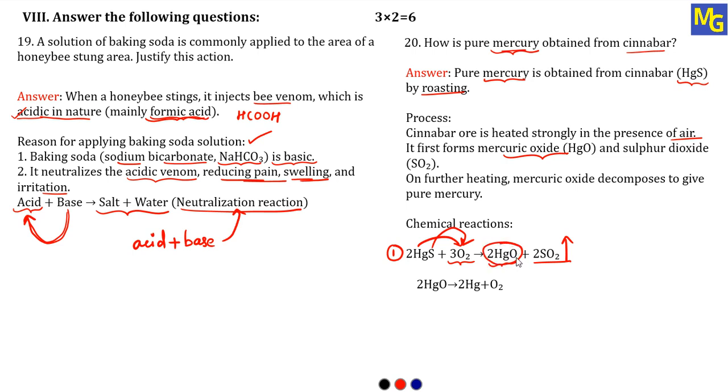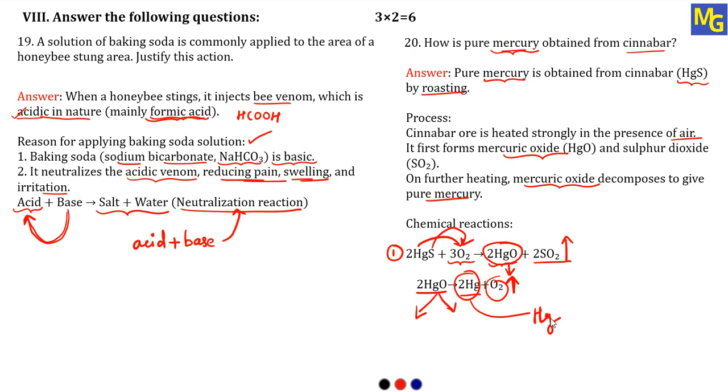And because we are doing this process in presence of more oxygen, this mercuric oxide is further heated. And then see here, on further heating, mercuric oxide decomposes to give pure mercury. Means when we heat further, HgO will decompose, will break, and Hg is separated and O2 is separated. So O2 is again oxygen gas which is removed. So what is remaining now? The remaining is mercury. And like this, the pure mercury is separated.